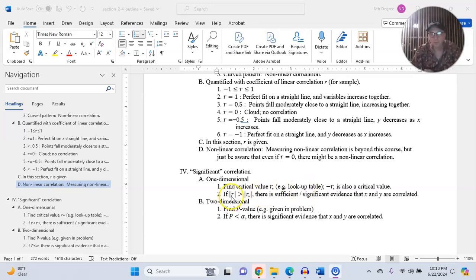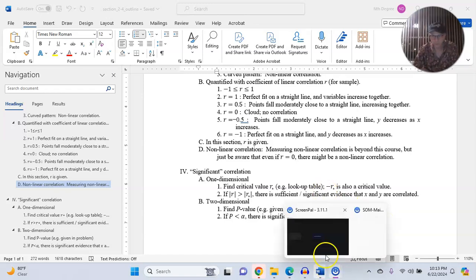And then if the sample's value of R exceeds that critical value, this would give us significant evidence that X and Y are correlated throughout the whole population. Or the two-dimensional version of this would be that we could find the p-value associated with R, and in this section that's going to be given in the problem. And then if that p-value is less than the significance, meaning a smaller tail area, that would give us significant evidence that X and Y are correlated throughout the population.